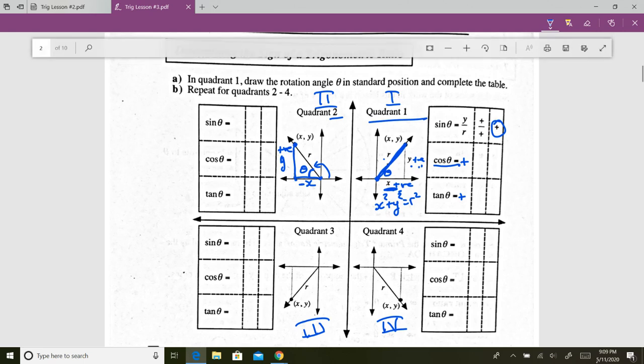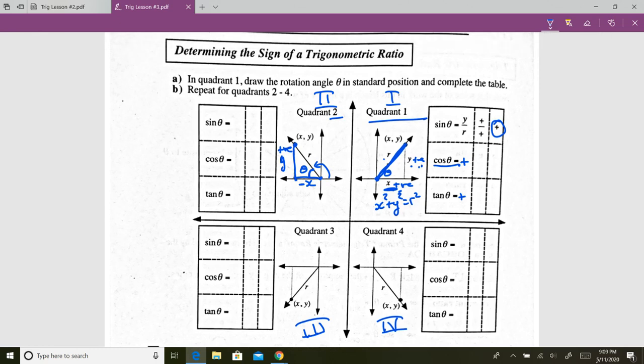So sine, opposite, over hypotenuse. And remember, r is always positive. So sine, positive. Cosine is the adjacent over the hypotenuse, negative over positive. So cosine is negative in the second quadrant. And tangent, which is opposite over adjacent, positive over negative. Negative. Okay? And you can do this for each quadrant.